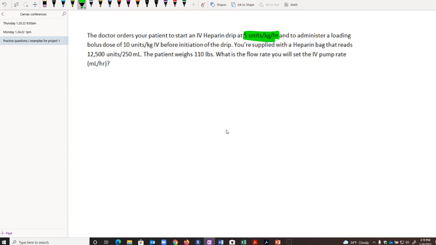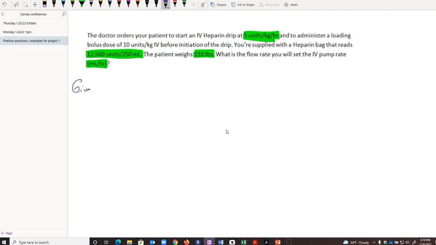All right, and then you're told that you're supplied with a heparin bag that reads 12,500 units for 250 mils. The patient weighs 110 pounds. What is the flow rate? You will set the IV pump rate at, in units of milliliters per hour. All right, so there's a lot going on in this question. Let's sort of tease out the important information that's useful to us.